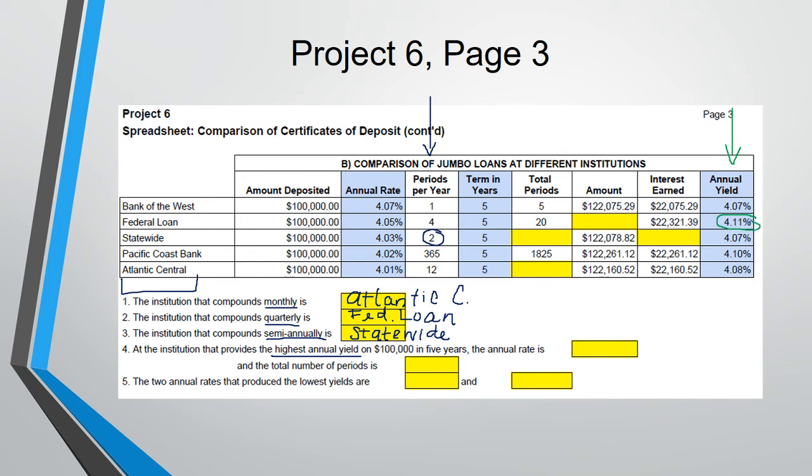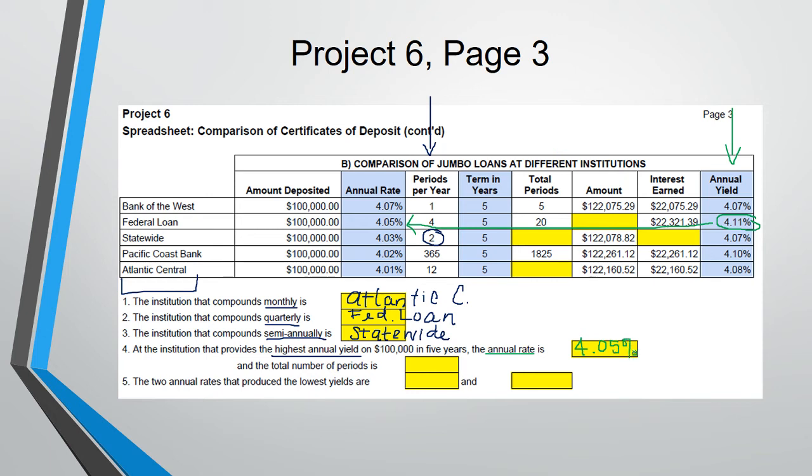That is the highest. However, you do not want to write that number into the box because that is not what the question says. The question says, at the institution that provides the highest annual yield on $100,000 in 5 years, the annual rate is blank. So we're looking at that row, but we're going to look at its respective annual rate, which is going to be 4.05. So you want to type in 4.05 in here.